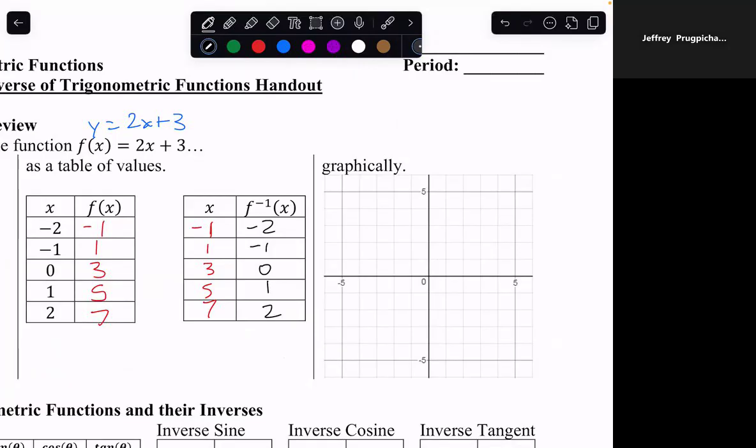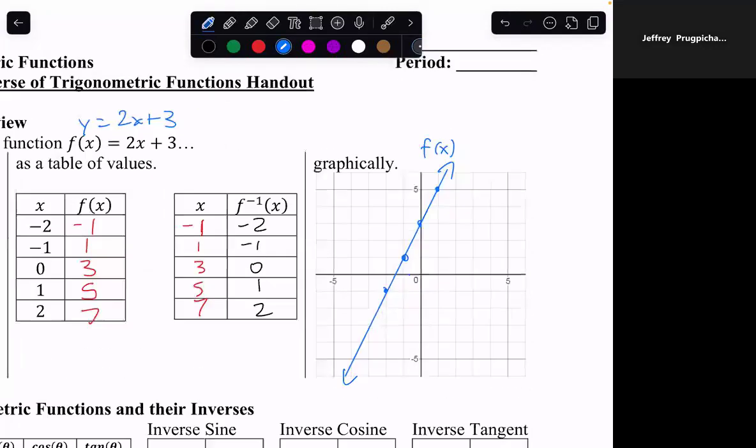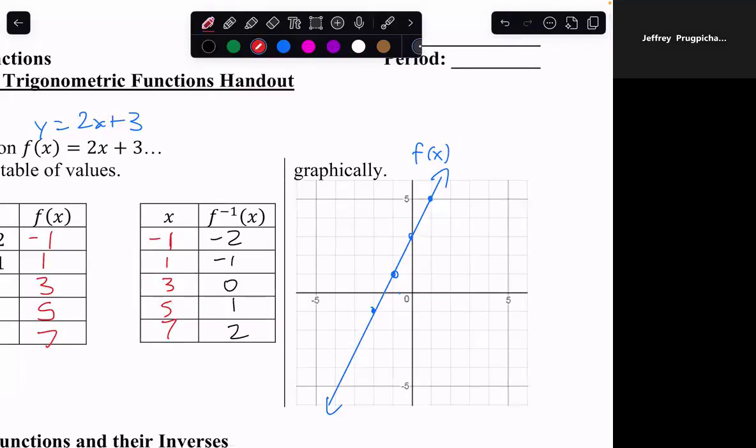Okay, and then lastly, we learned a property of functions and their inverses on a graph. Okay, so here I'm going to graph the original function. -2, -1, -1, 1, 0, 3, 1, 5. 2, 7 doesn't actually fit. Okay, and then I'll also graph the inverse. So -1, -2, 1, -1, 3, 0, 5, 1.